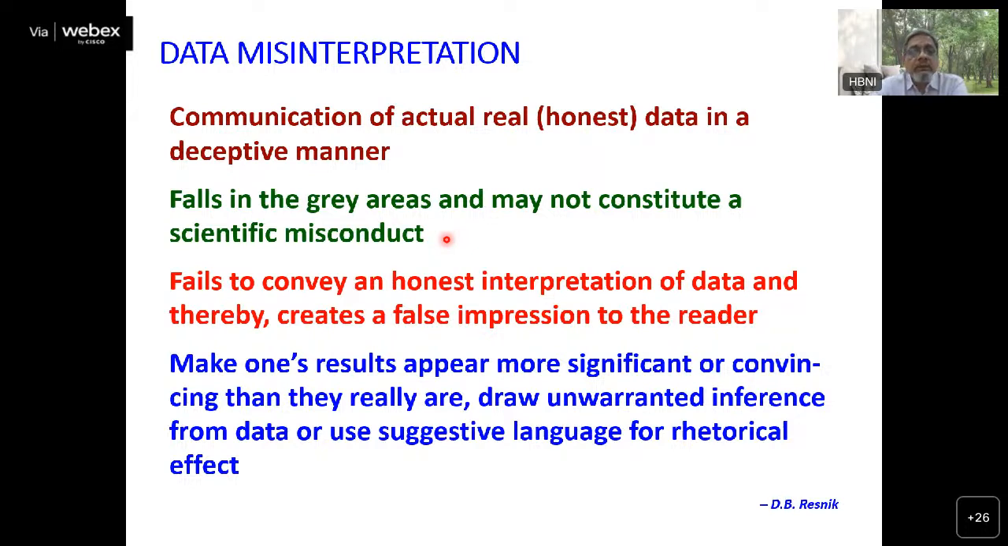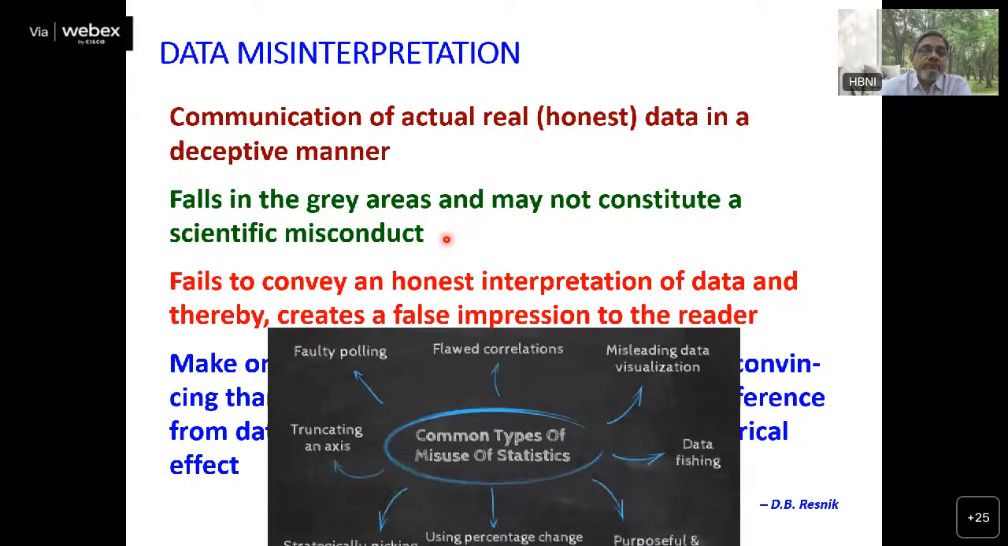So how does it happen? It makes one's results appear more significant or convincing than they really are, and you draw certain unwarranted inferences from the presentation. Sometimes you can even use suggestive language with some rhetorical effect. Let's see how this works.